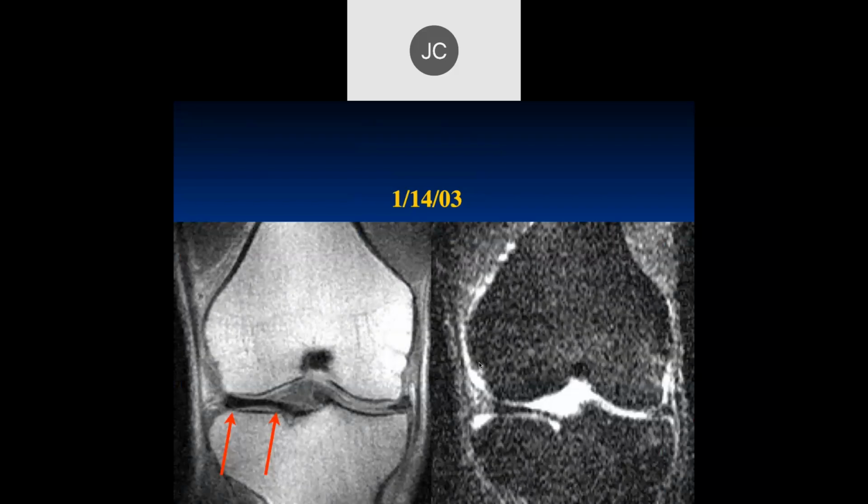But if you follow it over time, you can see that now it looks normal. The bone is healed, and you can contuse the menisci and get increased signal intensity within the meniscus due to contusion. So just be aware of that being a pitfall sometimes.